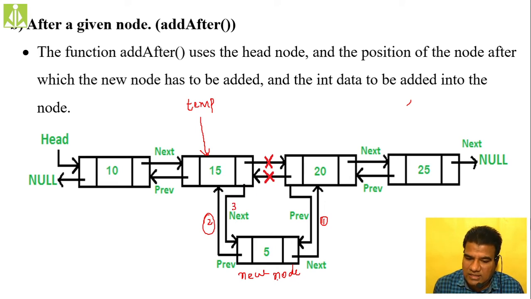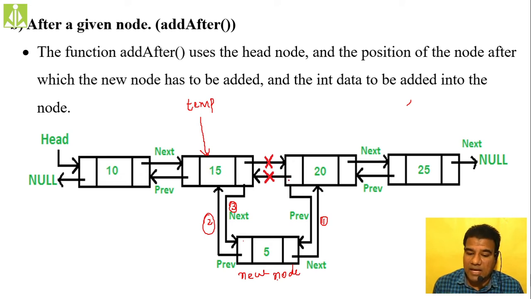We'll call this link the third link. This thing from here to here, likewise. So think of this third link. How can we make this third link? Making this third link is very easy. Temp of next equals new node. Temp of next equals new node, like that. Okay, so like that you can do.